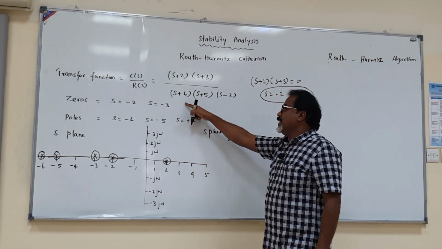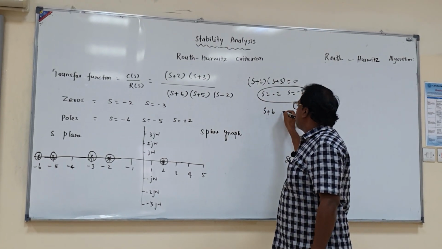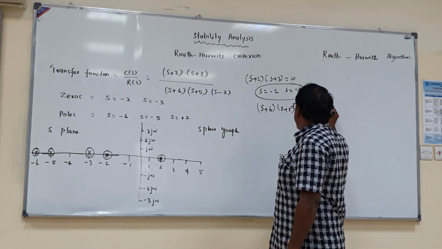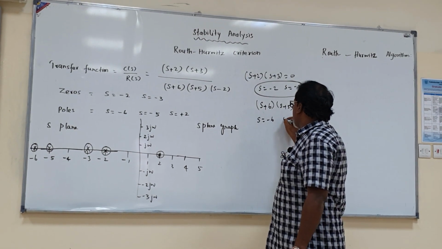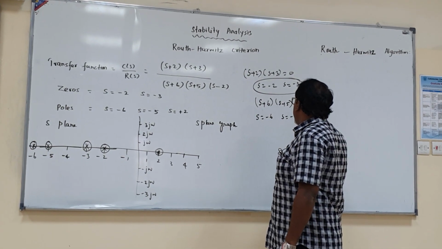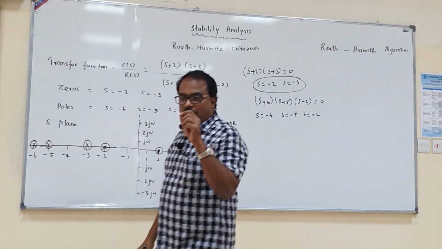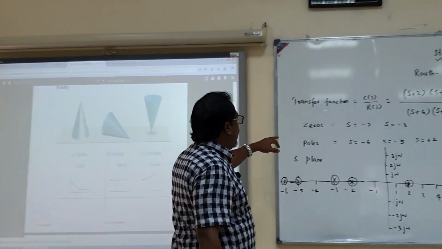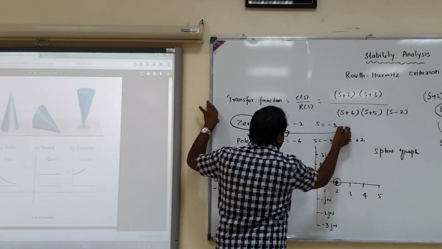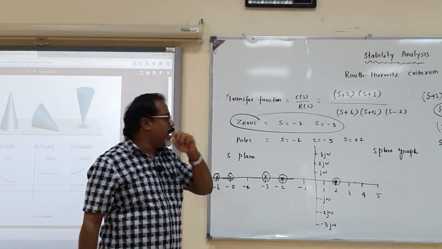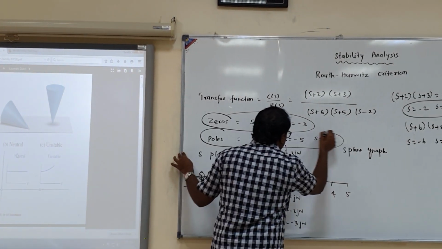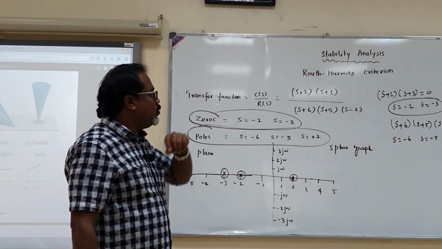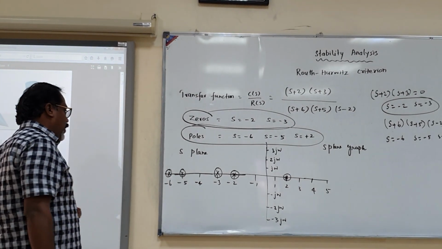If you take the denominator equation, S plus 6, S plus 5, S minus 2, and equate it to 0, then S is equal to minus 6, S is equal to minus 5, S is equal to plus 2. For this kind of transfer function, the roots of the numerator we call zeros in control system. The roots of the denominator we call poles. These poles will decide the stability of the system according to the Routh Hurwitz algorithm, which we are going to see.